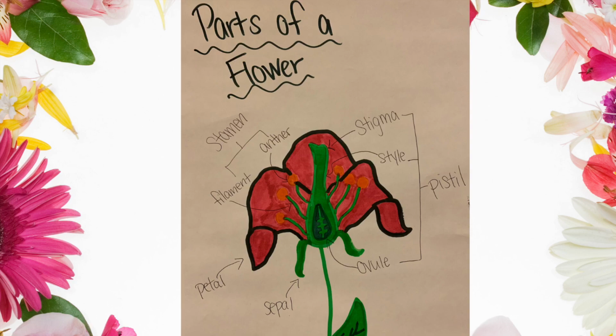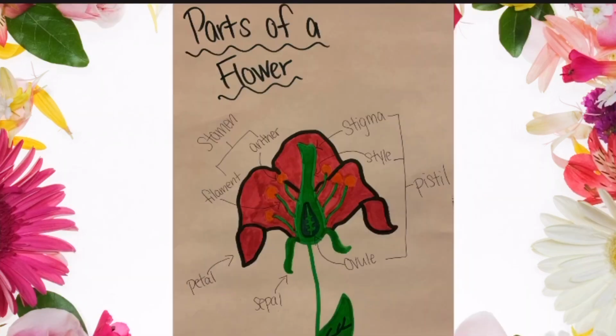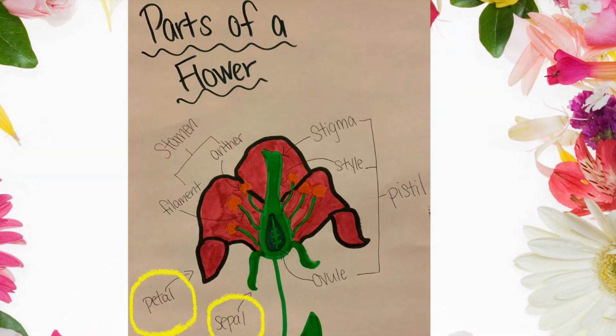We are first going to take a look at the first two parts that we usually notice on a flower, the petal and the sepal. The sepal is the outer part of a flower that protects the inside, while the petal is usually the brightly colored part of the flower that attracts pollinators such as bees. While these two parts are very important to the flower, they do not actually take part in pollination.